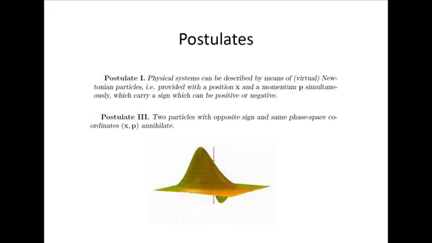Now postulate 1. Physical systems are not described by wave functions anymore, but they are described by an ensemble of particles which have a plus or a minus sign. And there is a way through the Wigner-Weyl transform to go from a wave function, for example, to a corresponding ensemble of signed particles.